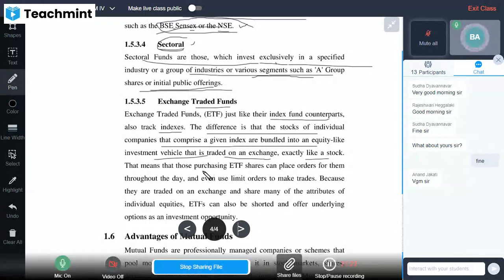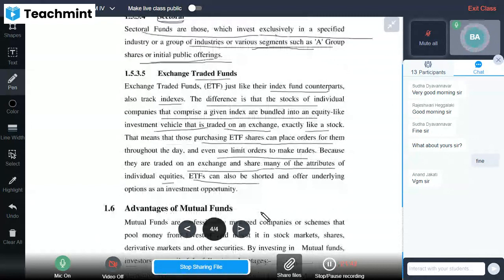That means those purchasing ETF shares can place orders throughout the day, and even use limit orders to make trades, right? Because they are traded on an exchange and share many of the attributes of individual equities. ETFs can also be shorted and offer options as an investment opportunity.